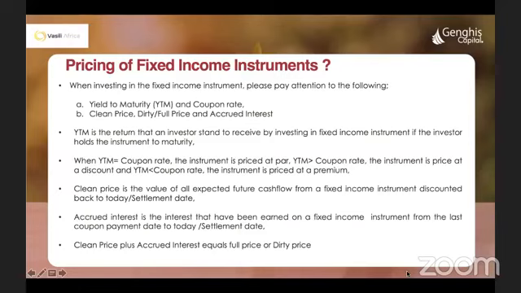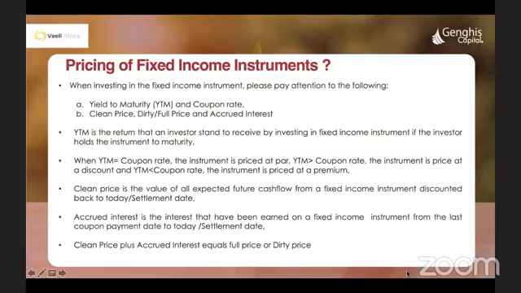Again, now I need to bridge the 2% to take me from 10 to 8. In a scenario where yield to maturity is less than the coupon rate, we say the bond has been priced at a premium. A premium means if par is 100, I'm buying this bond at 105. So 5 is the premium.